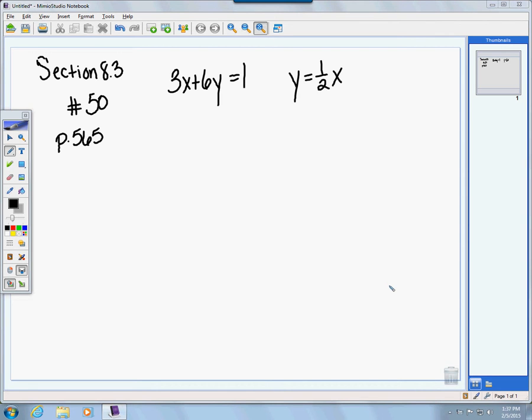Okay, so our question comes from section 8.3, number 50, on page 565 of your textbook. The directions read that we want to determine whether the graphs of each pair of equations are parallel, perpendicular, or neither parallel nor perpendicular.